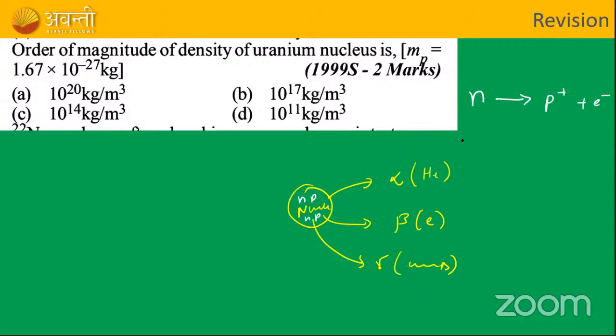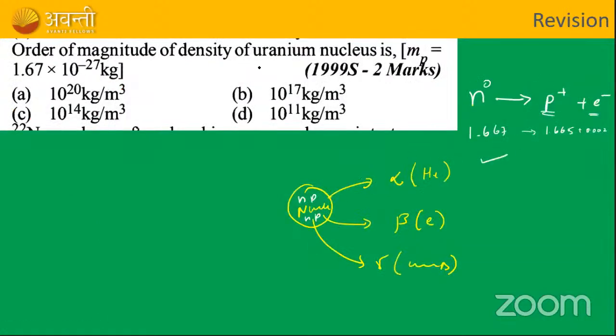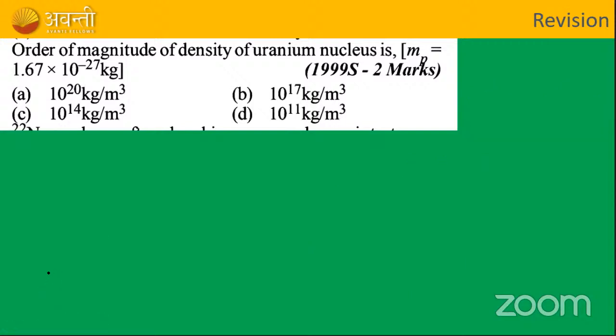So if you take the mass, this mass will be 1.667 atomic mass unit, and this will be 1.66 atomic mass unit, and this will be 1.0.002 atomic mass unit. See, if you add mass, you get mass conservation. If you add charge, positive and negative becomes zero. Everything is balanced. So neutron splits itself into proton and electron. So option C. The neutron decays in the nuclei, giving rise to an electron. So that is a source of beta radiation. Okay. Right. Good, great.